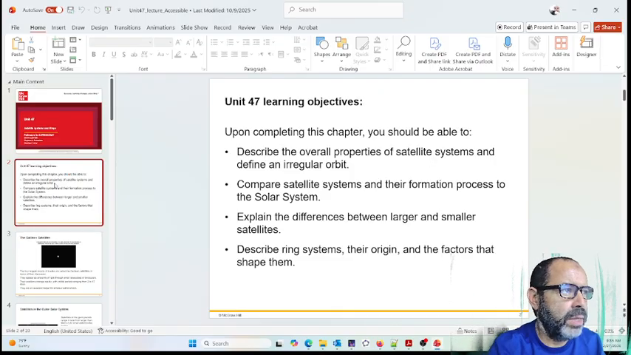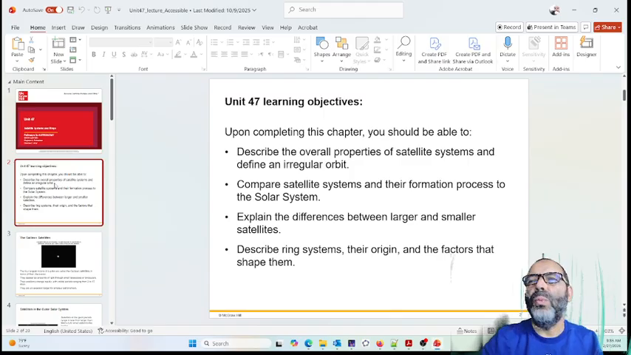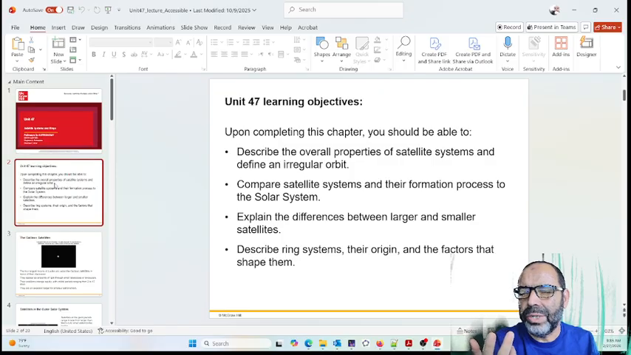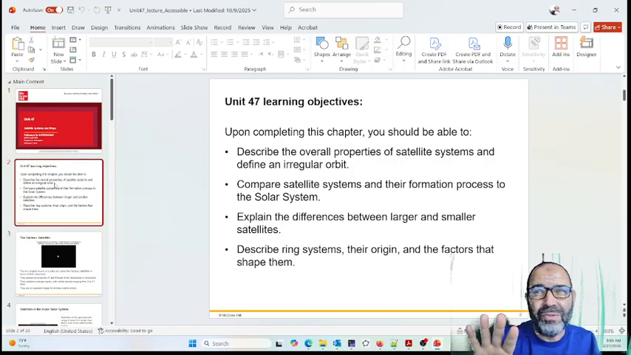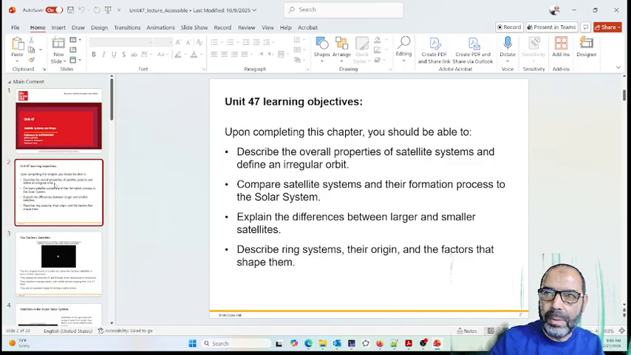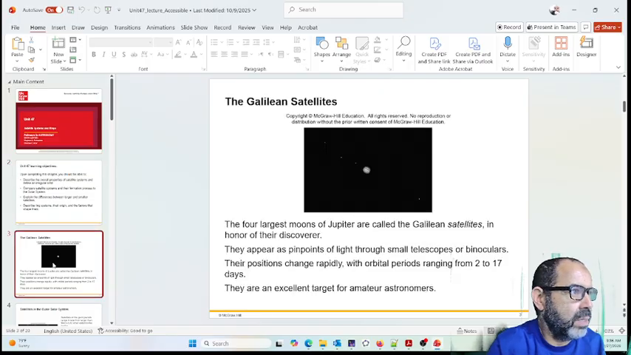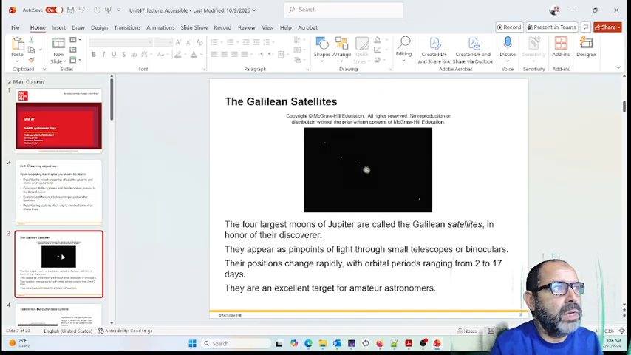Okay, and then we're going to describe the ring systems and where they come from. Because if you look at Saturn, for example, you see a huge ring system around it. And the question is, how come other planets do not have it? As a matter of fact, hold on that thought for a second. The other three big planets do also have rings. They are not as obvious as that of Saturn, but they do. But like the case of the Earth, it does not have a ring system.